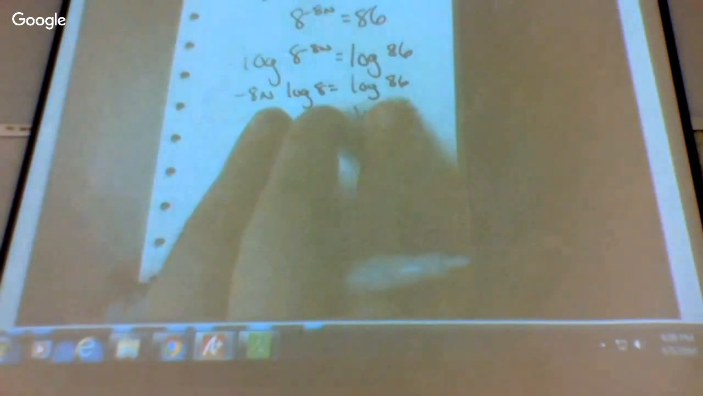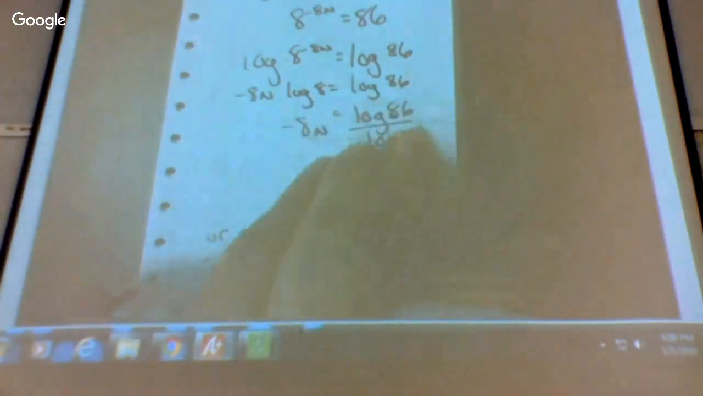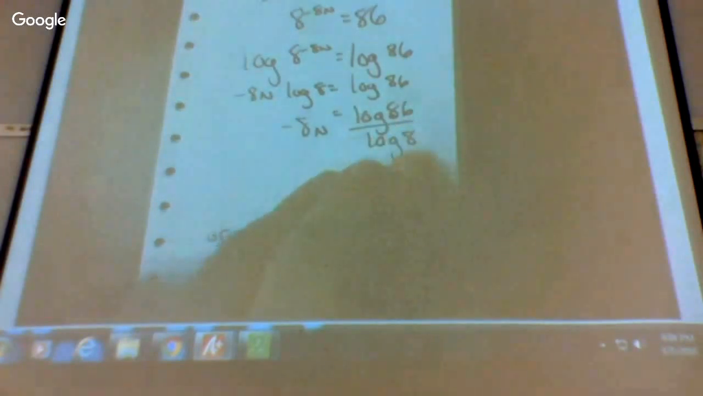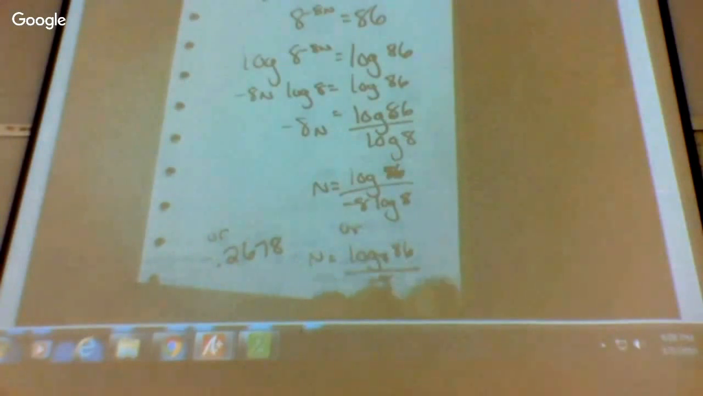And from there, it was more just a lot of manipulating. I moved log of 8 over by dividing. You need to divide by negative 8. So here, I gave you the 3 options. You could have had this where you just divided by negative 8 and put it on the bottom. I gave you the one where you put it in the base form, so log base 8 of 86, then you divide it by negative 8. Or you could have decimal, which is negative 0.2678.